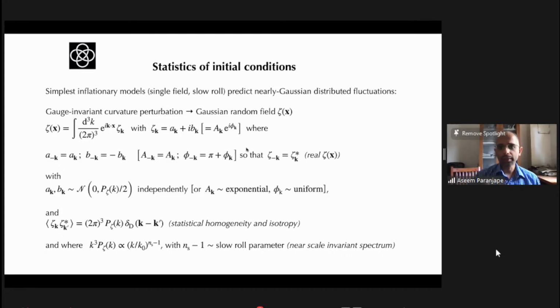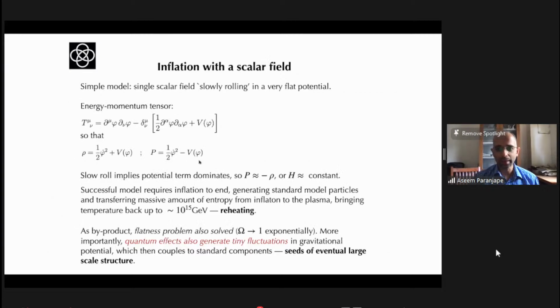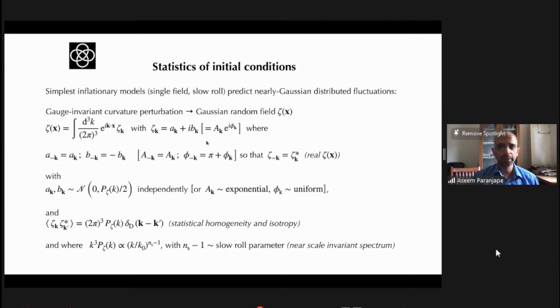I want to spend just one slide on the statistics of these initial conditions. So I said that there are tiny fluctuations. So we want to understand statistically what these fluctuations should look like. And most inflationary models, at least the simpler ones, where I have a single field which is slowly rolling, very cleanly predict that these initial fluctuations will have an almost Gaussian distribution. So these are going to be random fluctuations which are approximately Gaussian distributed, very, very close to being Gaussian distributed.